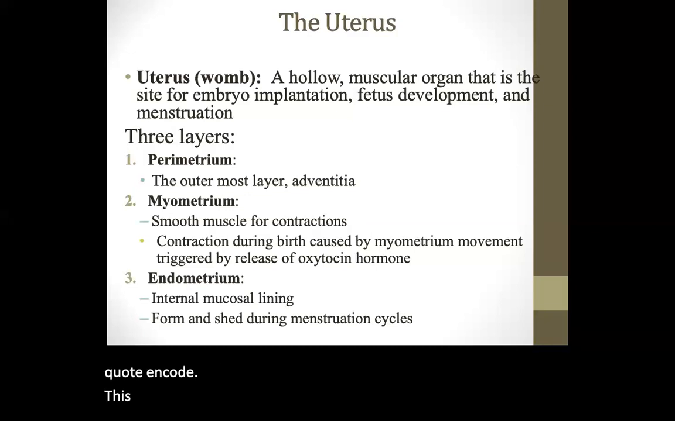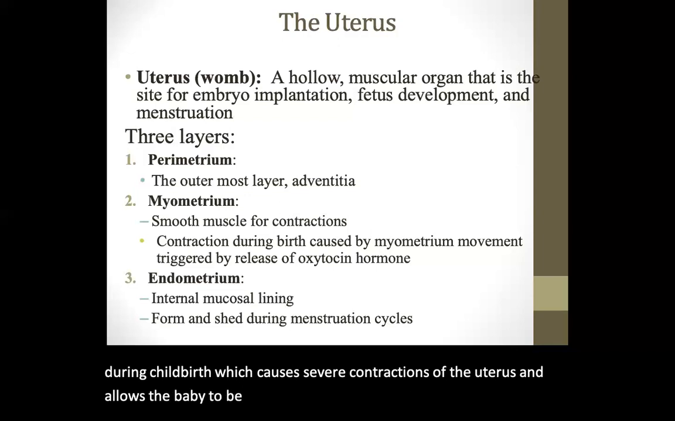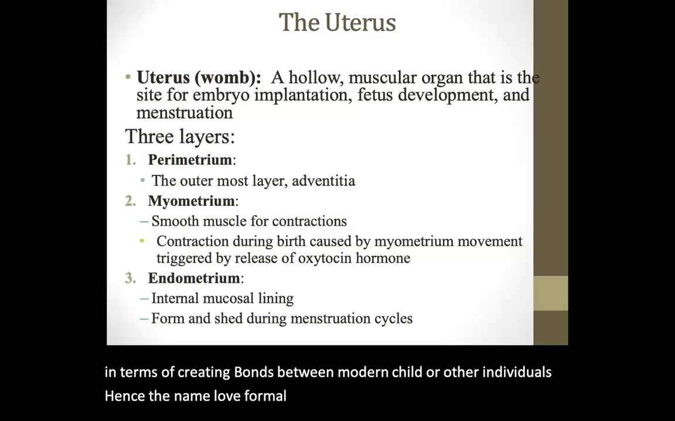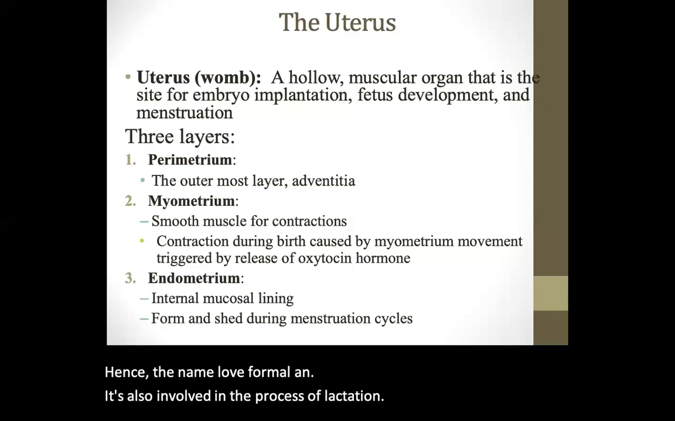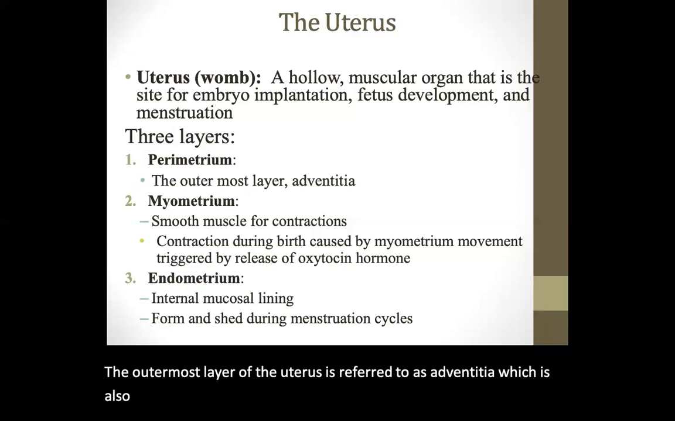This is important because you will see an elevation of oxytocin during childbirth, which causes severe contractions of the uterus and allows the baby to be pushed out of the birth canal. It is also important in terms of creating bonds between mother and child or other individuals, hence the name love hormone. And it's also involved in the process of lactation. The outermost layer of the uterus is referred to as the adventitia, which is also known as the perimetrium.